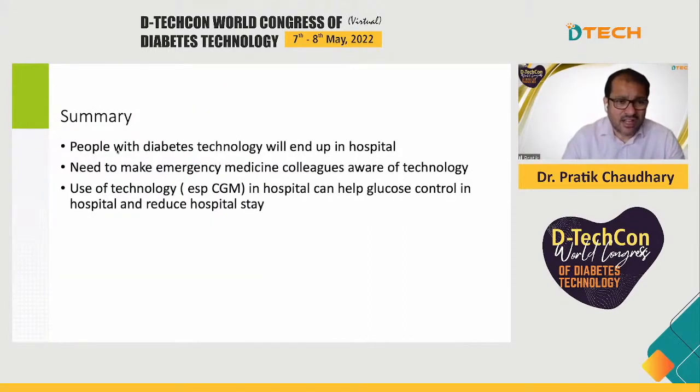So in summary, I think as we have more widespread use of diabetes technology, we will need to speak to our colleagues outside the diabetes world and make them aware of this technology and how to use it, and how they can use these technologies to help glucose control in hospital and hopefully reduce hospital stay for our patients. Thank you.